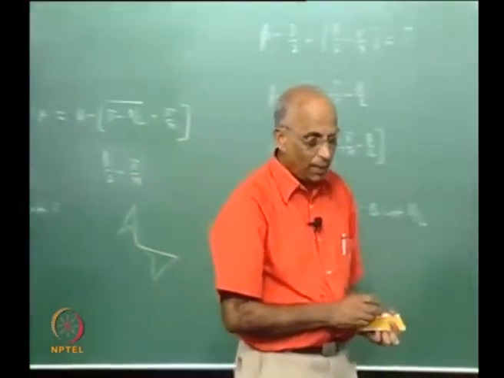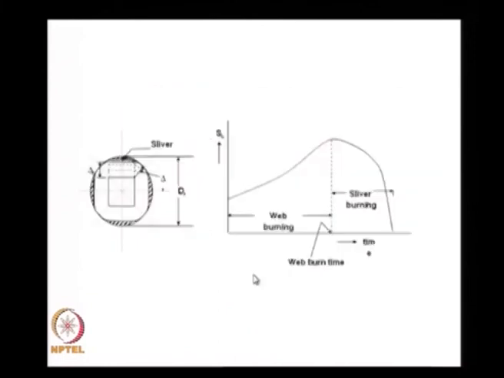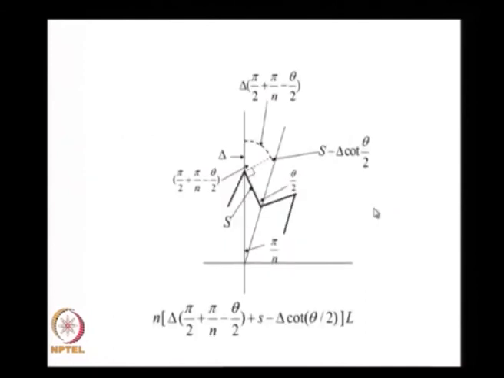Therefore, let us just conclude by taking a look at these particular slides. This was for the rectangular grain. We said towards the end, when the vertex meets the outer diameter, the balance is what is known as a sliver, and you have web burning up to this particular time, differentiated into web burning and sliver burning. Then we came to the star grain, and for the star grain we did the same thing. We calculated this angle, we found that we had to subtract, and this is equal to S minus delta cot theta, the total value of the burning surface area.